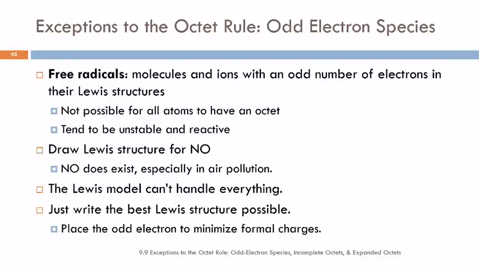Exceptions. Of course, there have to be exceptions to the rules, right? There are different types of exceptions to the octet rule. One is odd-electron species. These are molecules or polyatomic ions that have an odd number of electrons. You cannot satisfy the octet rule with an odd number of electrons.